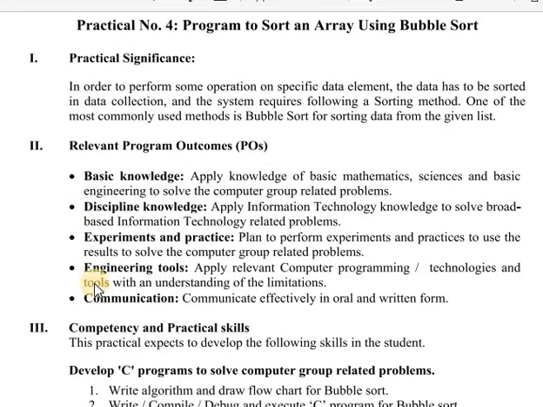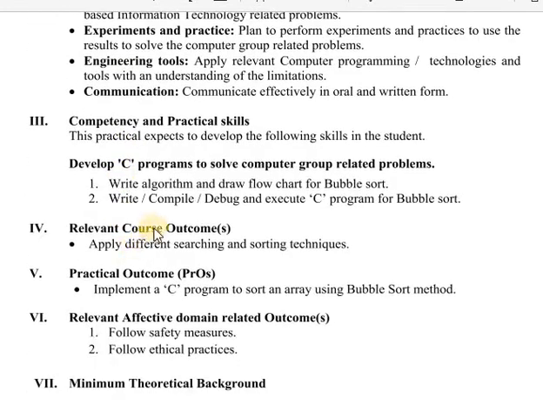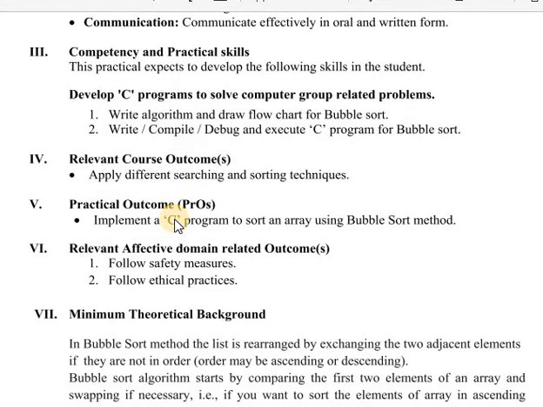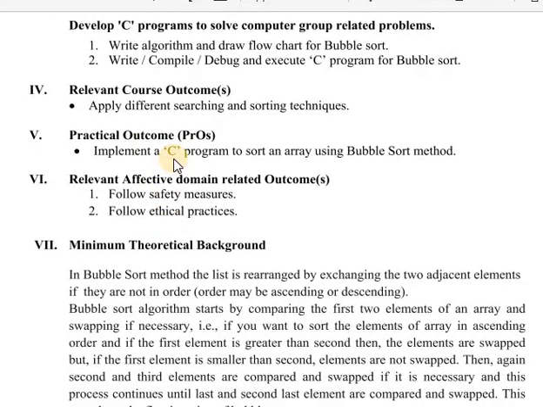These are the POs which are achieved by practical number 4. It also states the course outcome. After that, practical outcomes. What is the practical outcome? Implement a C program to sort an array using the bubble sort method.